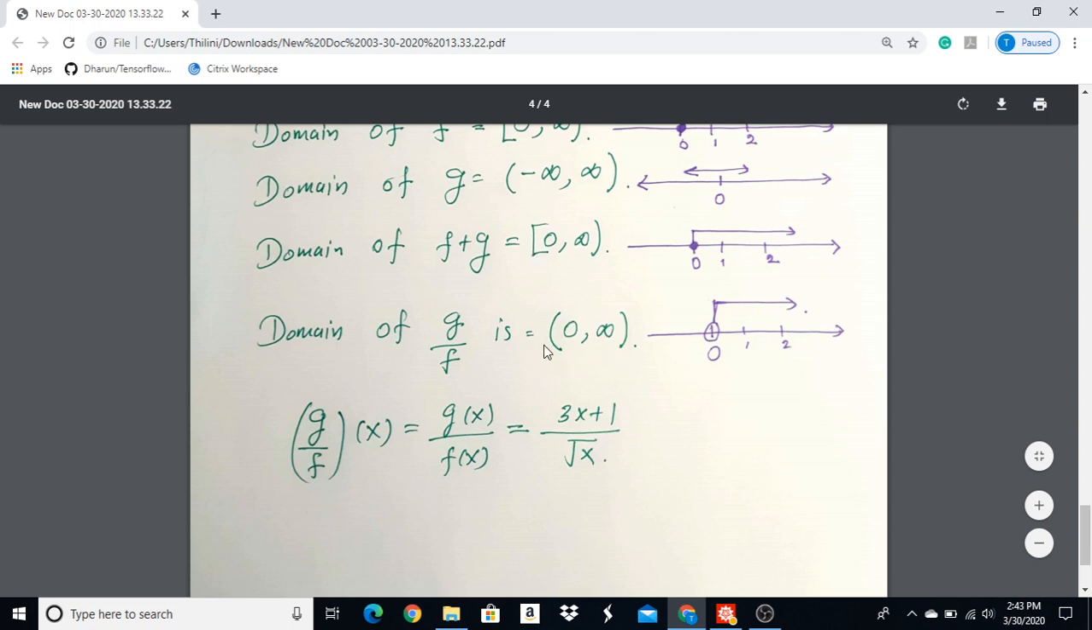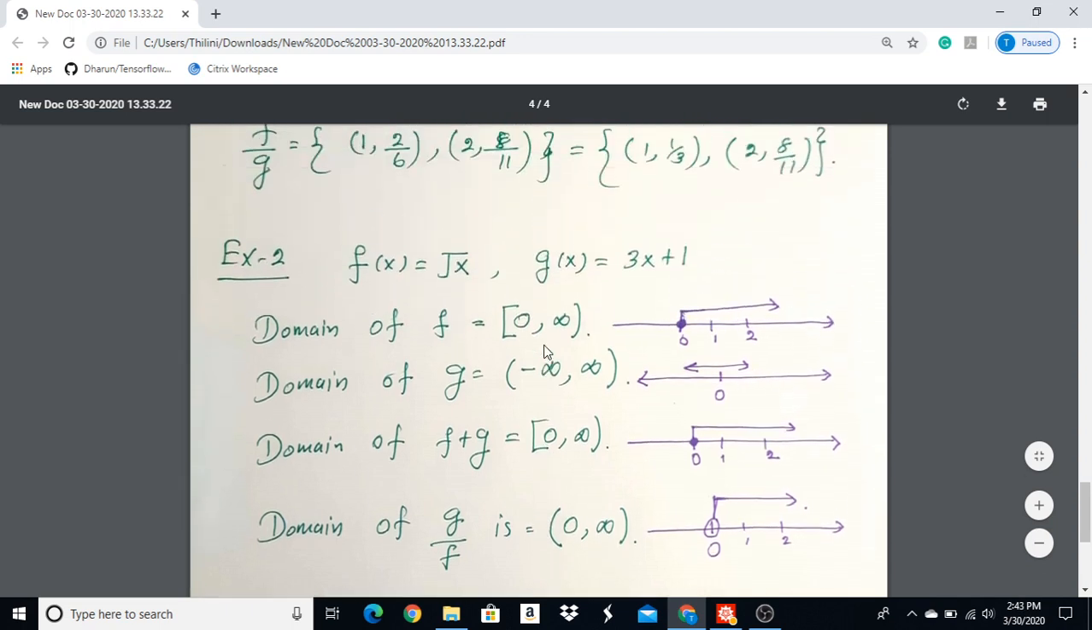So likewise, we can find the domains of any combinations of functions.